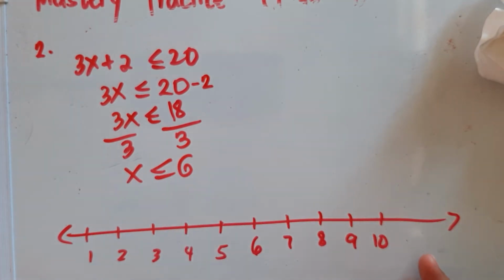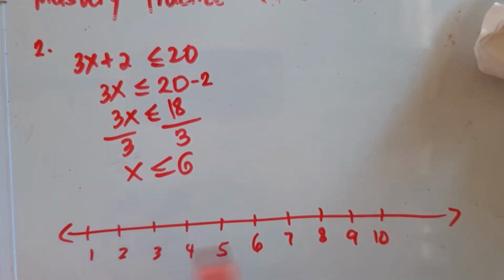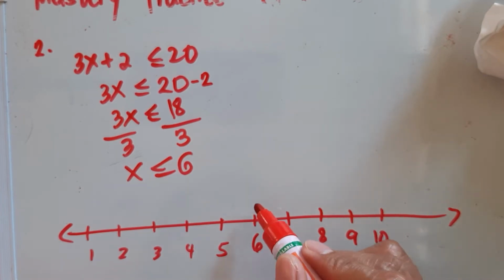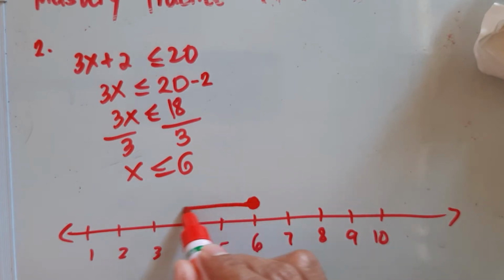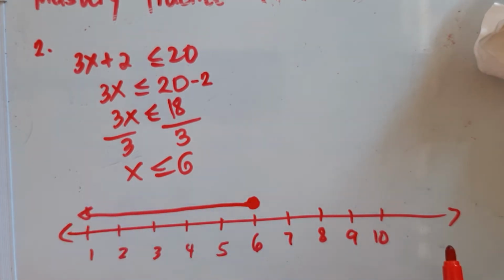Okay? So representing that on a number line. This is our number line and our answer is x less than or equal to 6. This is shaded because 6 is included, and all the numbers to the left.